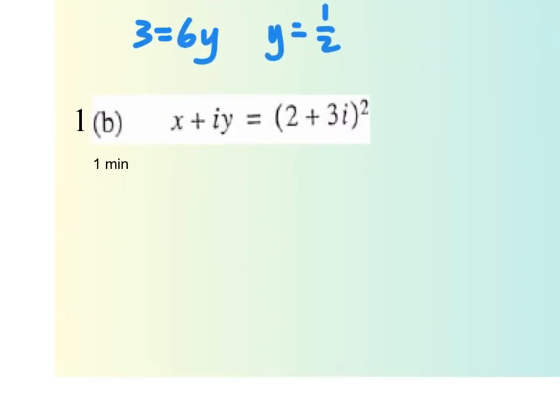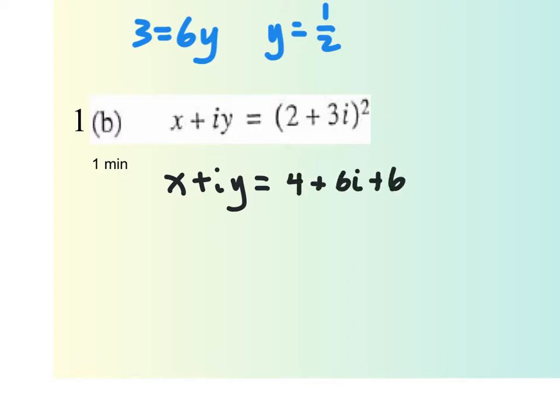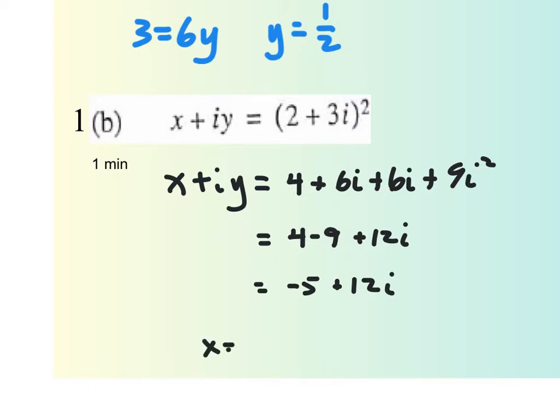That was nice. Okay, in this case, if I want to know what x and y are, I'm going to have to do some foiling. That would be 4 plus 6i plus another 6i plus a 9i squared. Recall i squared is -1. So I would have 4 minus 9 plus 12i. Looks like I'd have -5 plus 12i. I've got my real portion, and I've got my imaginary portion. All right, let's continue.